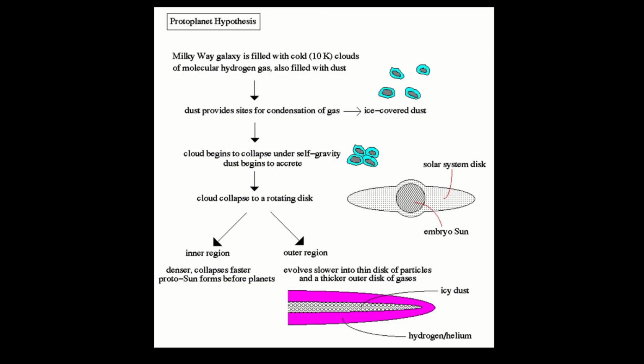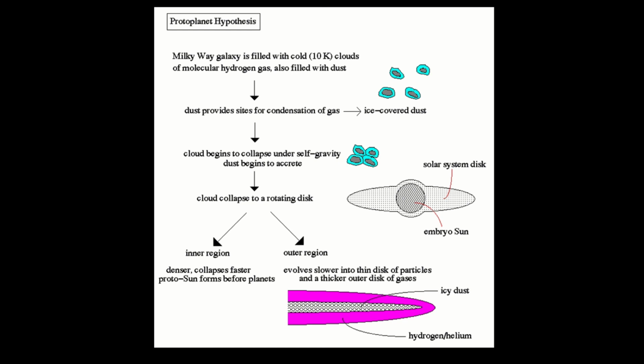So, ito po yung itsura niya. Ayan. So, ito po yung illustration regarding our protoplanet hypothesis. Paano ito nabuo? So, same explanation in a different way. That time daw, a Milky Way galaxy is filled with cold clouds of molecular hydrogen gas and helium, also filled with dust. So, dust provides sites for condensation of gas. So, it's ice-covered dust, and the cloud begins to collapse under self-gravity, and dust begins to accrete.